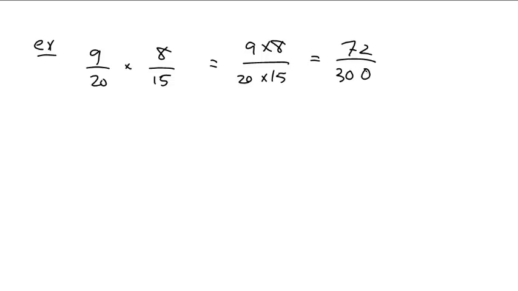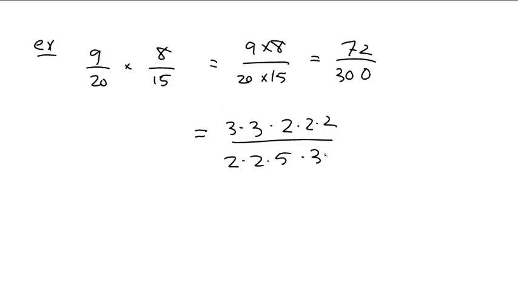And what would you do to reduce it? You would factor it. So what could you do instead? You could factor right away. 9 is 3 times 3. 8 is 2 times 2 times 2. 20 is 2 times 2 times 5. And 15 is 3 times 5. And then you can get rid of some 3's, and you can get rid of some 2's, and get rid of some more 2's, and that's it. And you get 3 times 2 is 6 over 5 times 5 is 25. So, yes, this reduces to that, but it's a pain.